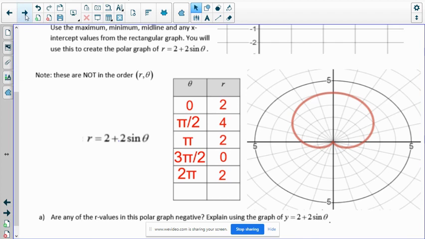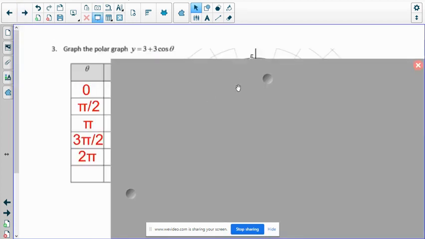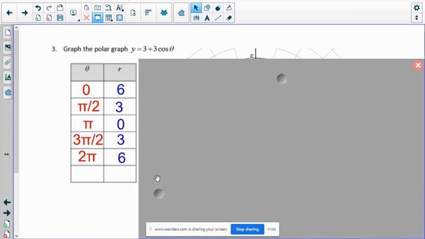Okay, so let's do one more. What if I asked you to graph 3 plus 3 cosine theta? Again, you can make those points 0, pi halves, pi, 3 pi halves, and 2 pi, and you could go through the process again of plugging those in. And if you were to do that, you would come up with 6, 3, 0, 3, and 6, which would look like this.